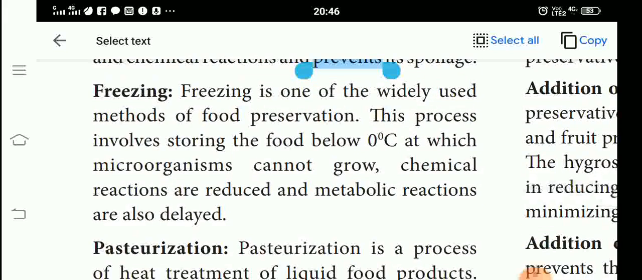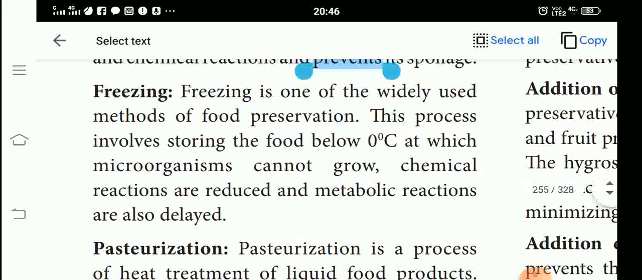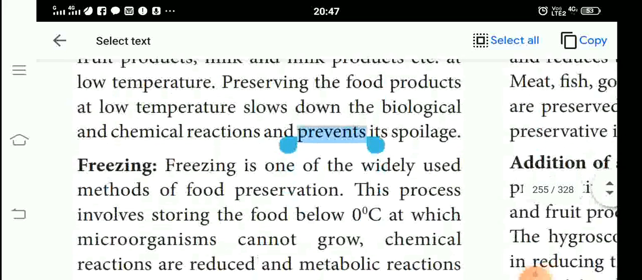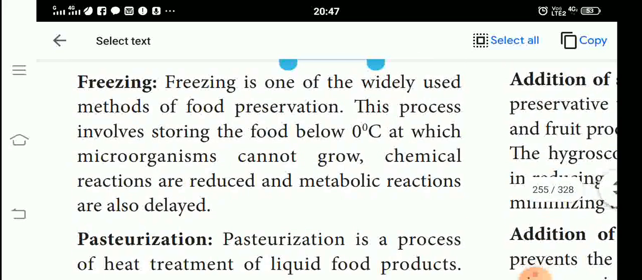Freezing is one of the widely used methods of food preservation. It is also like cold storage. Freezing is another method in which we can preserve the food. This process involves storing the food below 0 degrees Celsius, at which microorganisms cannot grow. Below 0 degrees Celsius, microorganisms cannot survive. So the chemical reactions are reduced and metabolic reactions are also delayed. So freeze drying is one of the important techniques for preserving the food.